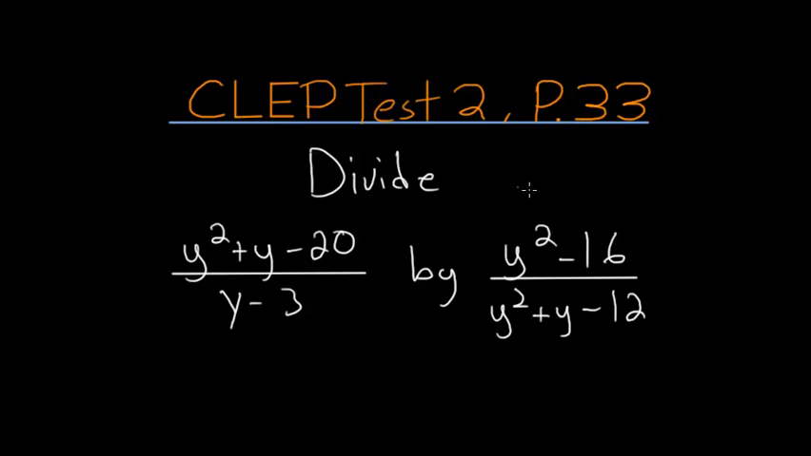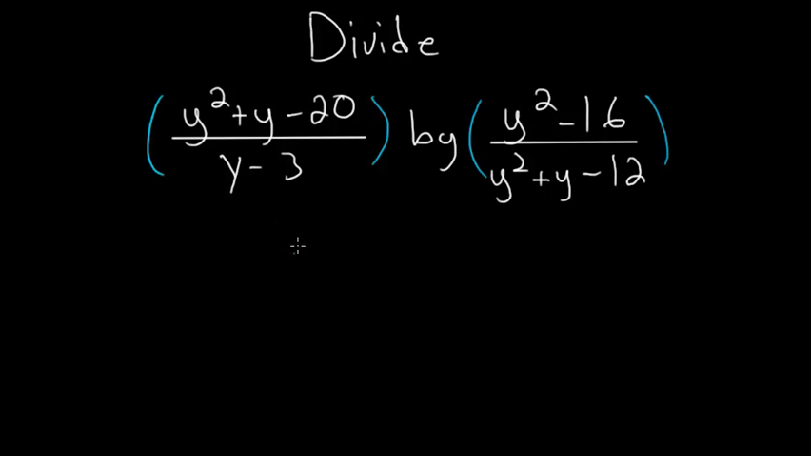This problem asks us to divide these two fractions here. Before we do this more complicated example, let's look at a simple example of dividing fractions. Let's say that we have 4/5 divided by 2/3. And when you're dividing by a fraction, it's the same thing as multiplying by that fraction's reciprocal. So this is also equal to 4/5 times 3/2.